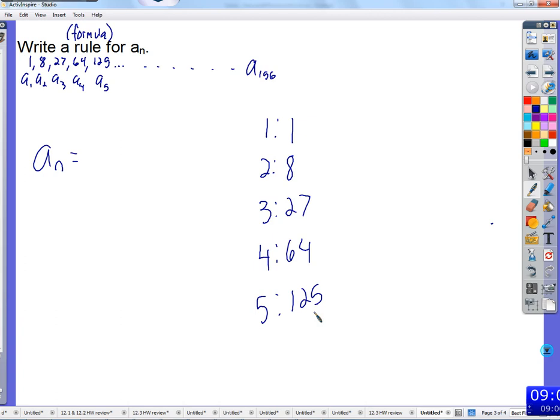Raise it to the third. Let's see, raise it to the third, to the third, to the third, to the third. Now, remember, all of these things are n's, right? This is n, n is 3, n is 4, n is 5. So what does our formula look like? n to the third.